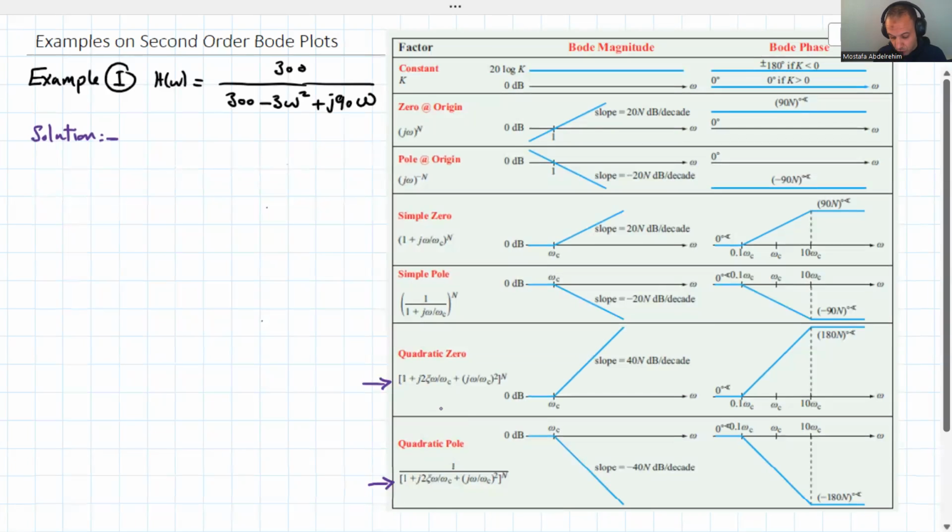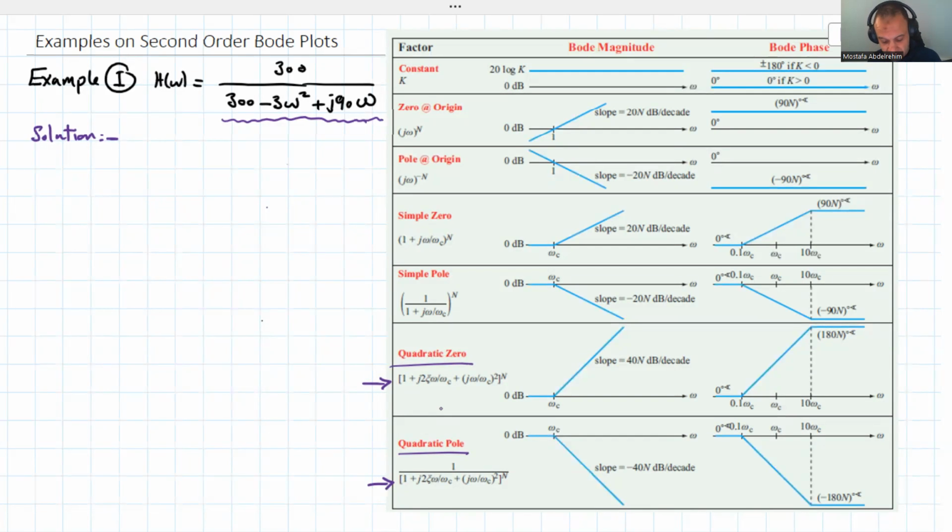Whenever you have a function H of omega that resembles these two standard forms, you have to convert it somehow into one of these, either the quadratic zero form or the quadratic pole form. So let's look at the example here. We're going to take two examples in this lecture. That's the first one. We have 300 in the numerator, and the denominator is 300 minus 3 omega square plus j 90 omega.